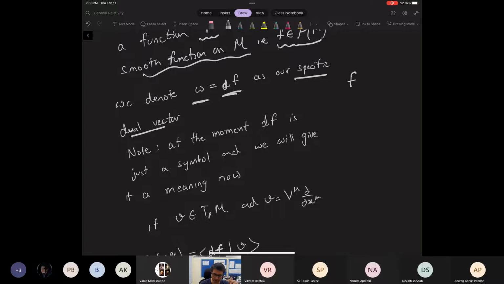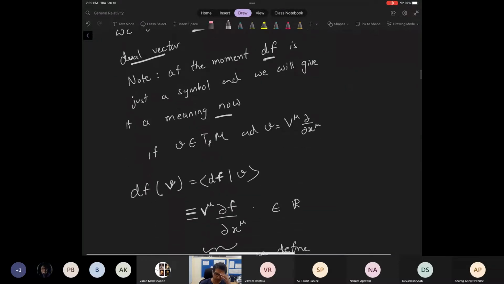This d should not be thought of as differentiating the function, although there is a reason why we write it as d times f. For the moment, just think of the entire symbol df as the dual vector, which belongs to this dual vector space. Don't think of it as a differential of this function, because there's no such notion. At the moment df is just a symbol, and we will give it a meaning now.